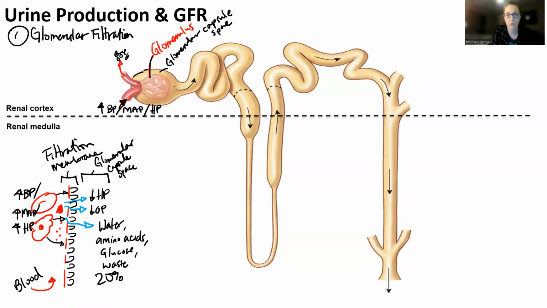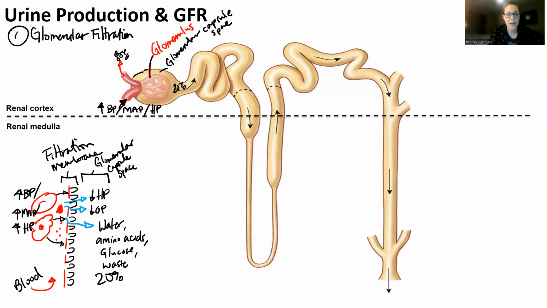Okay. So think about 20%. You don't want to lose 20% of your blood volume. Think about that. That's 20% of your water volume is going to be lost at kidneys. That's a really, really bad idea. Okay.